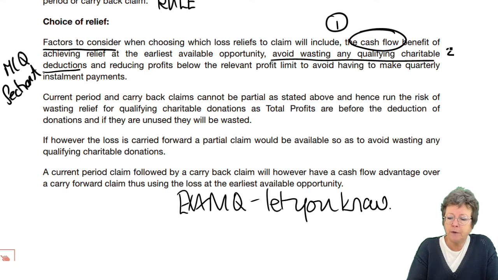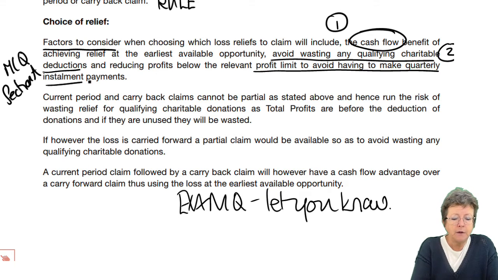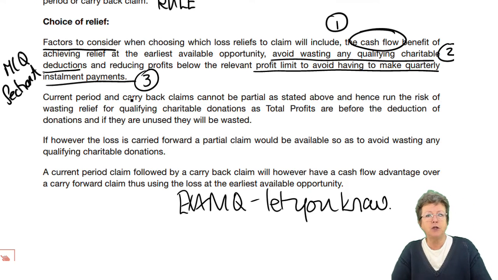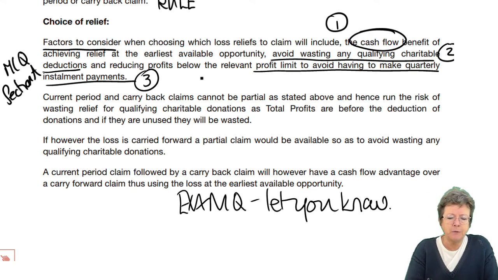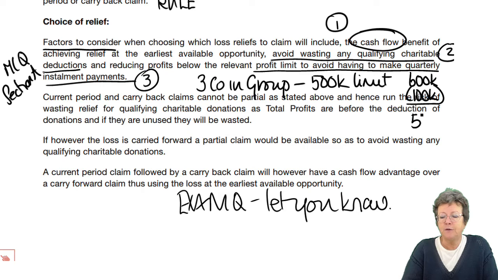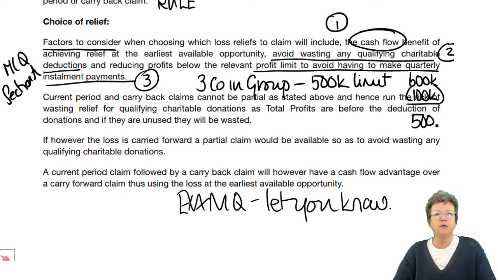That's the second one. Then the third one is to remove it below the profit limit in order to be able to not pay quarterly instalments. It's not going to reduce the amount of tax you pay, but it'll bring you below the limit. So, for example, if you've got 3 companies in a group, then 500,000 is your limit to paying quarterly. And if you've got 600,000 profits, but you have 100,000 group relief losses and you're below the limit, you no longer pay by quarterly instalments.